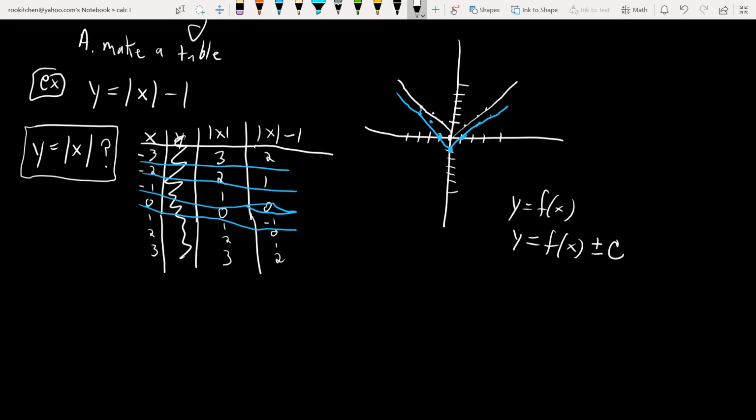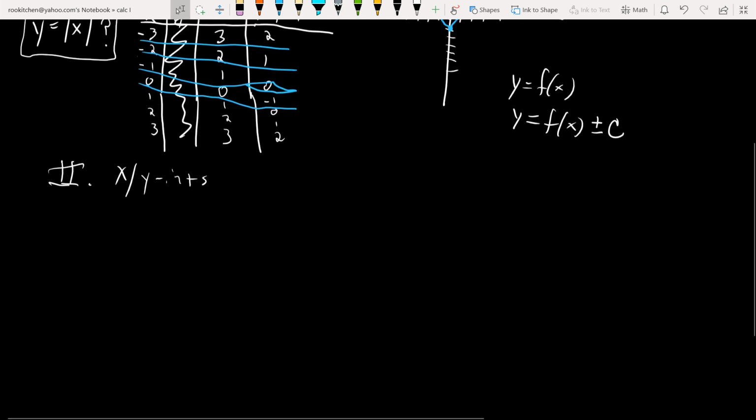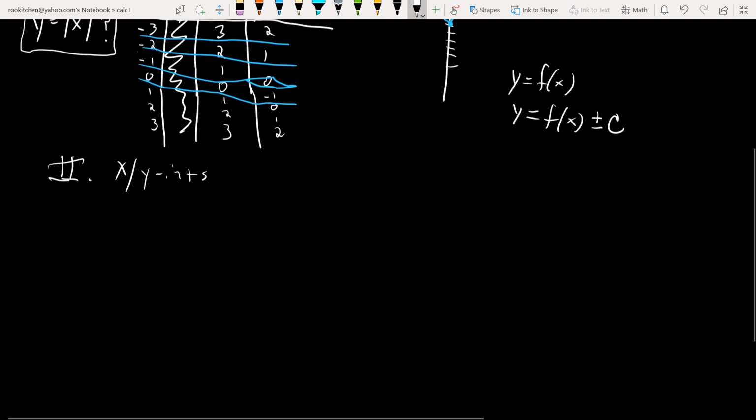So what are some other things you could do besides making a table? Well, you can find the x and y intercepts. Okay, so let's just make this a new section, x, y intercepts. And the x-intercepts, so let's say I have this graph.